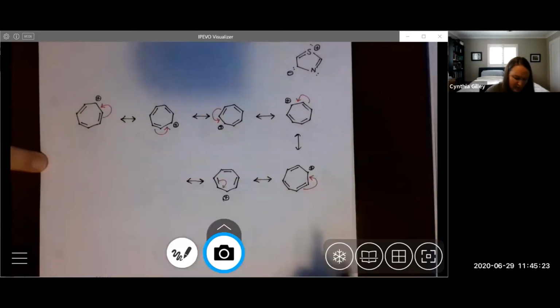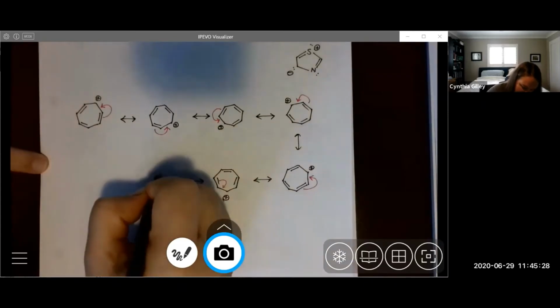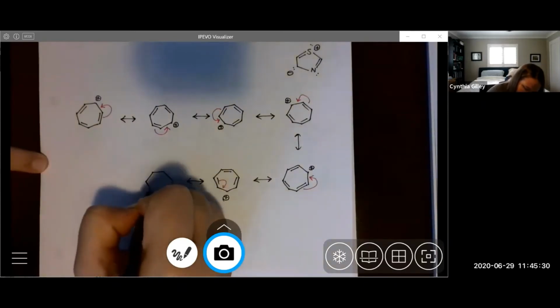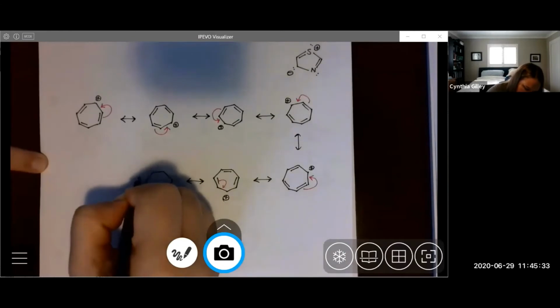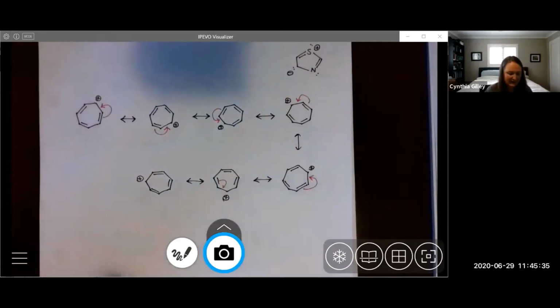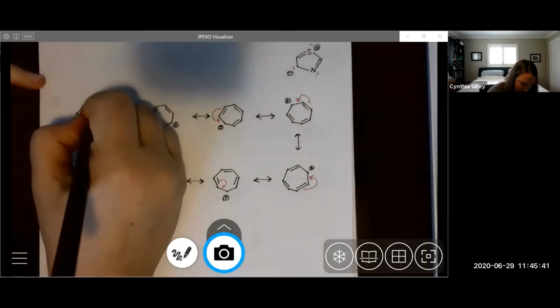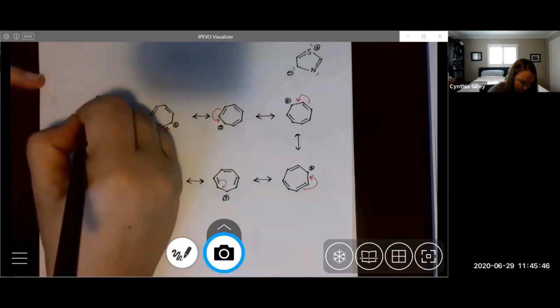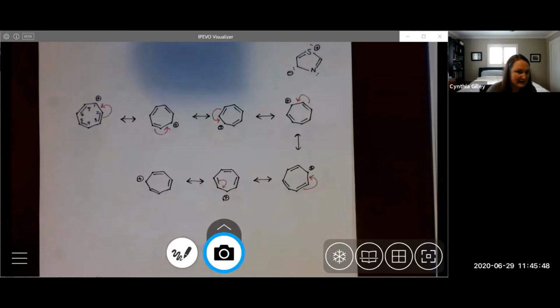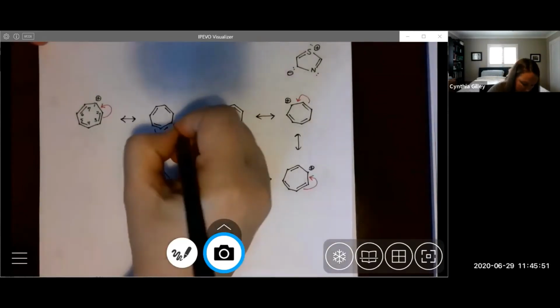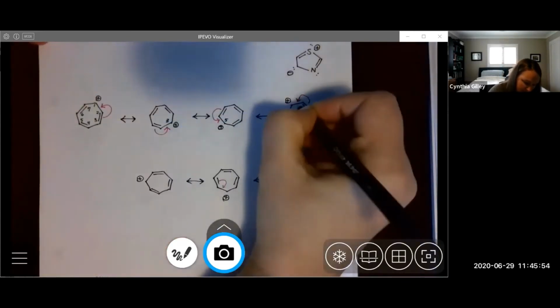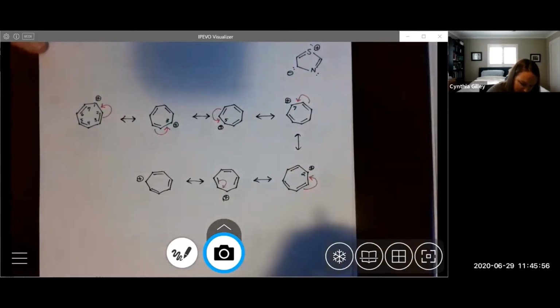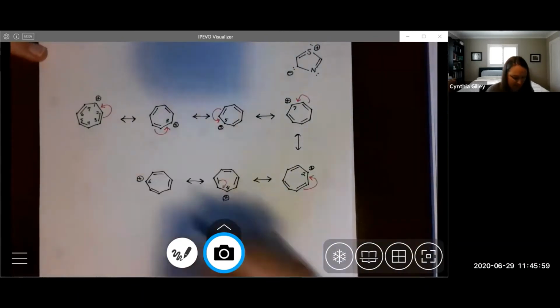And again, you can do the arrow inside the ring, outside the ring. This sort of thing doesn't matter. So if we counted, let's say we had started numbering here, where the carbocation originally was, it's easy to do it that way. It's going to go from carbon 1 to carbon 3 to carbon 5, carbon 7, back to carbon 2, 4, and 6. We'll hit all of them.